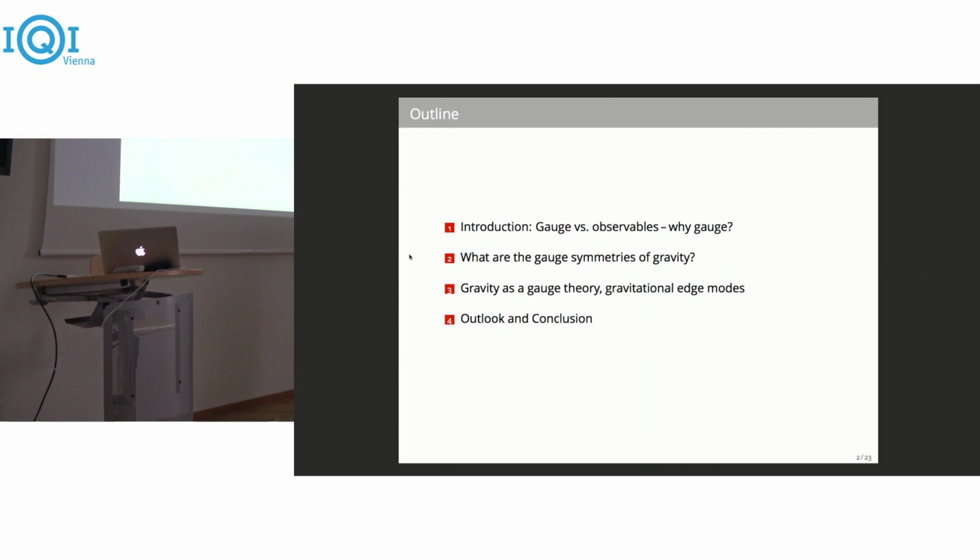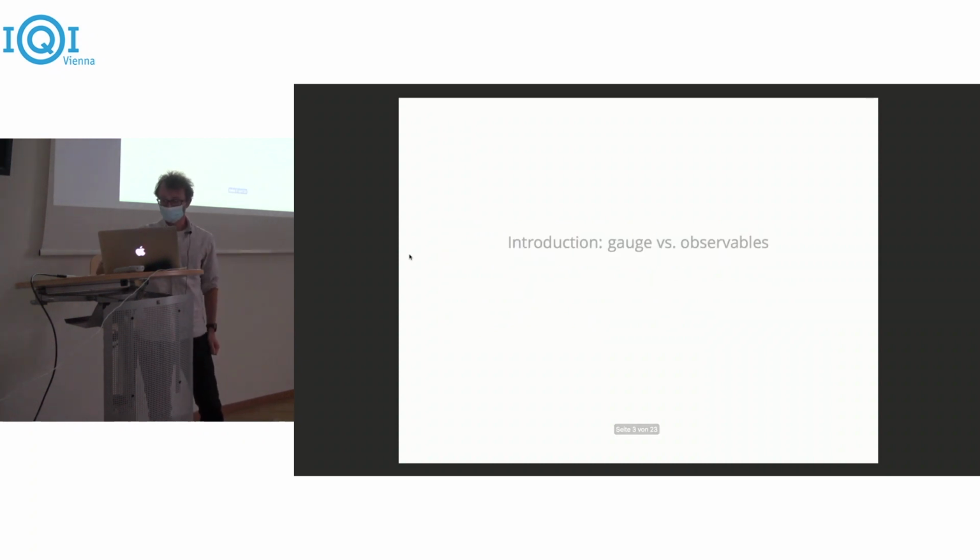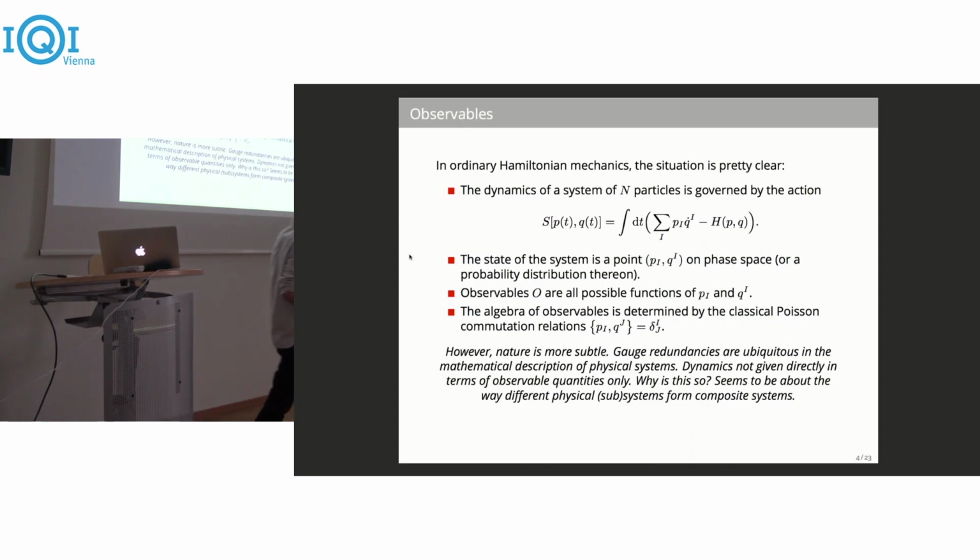And then I will go into the third part, which will be more technical, where I speak about the mathematical manifestation of these gauge symmetries and how they appear in various approaches of quantum gravity, such as loop quantum gravity. So let's start out very basic. So in ordinary Hamiltonian physics, everything is very clear to us.